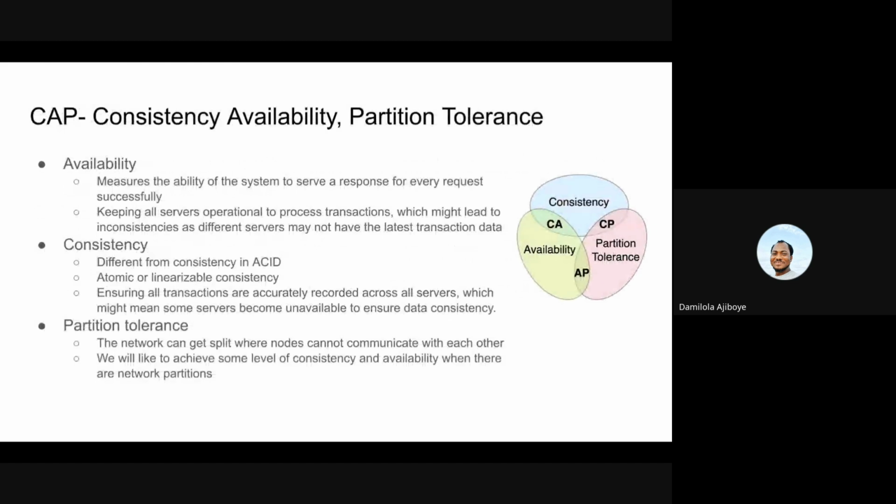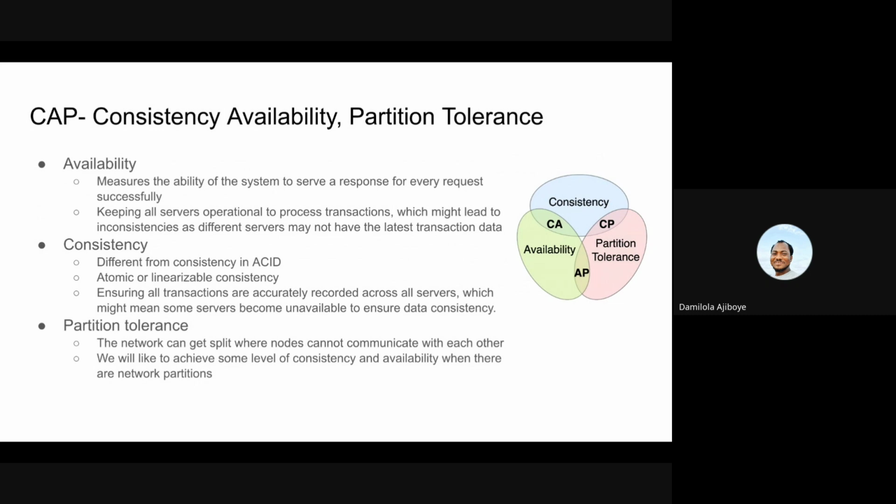Okay, so let's look at the CAP theorem: consistency, availability, and partition tolerance. I think it's a theorem, and the idea is that in distributed systems, we have to make trade-offs between these three properties. It's not possible to get 100% of all of them, so you have to think about making trade-offs, either in terms of availability or consistency. So let's just go through what they are.